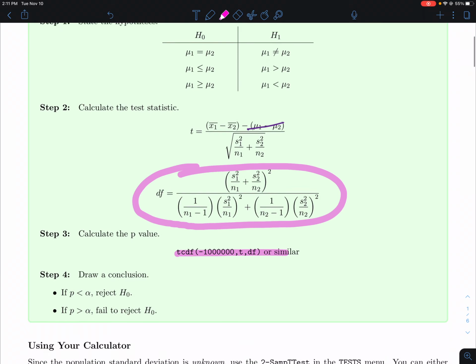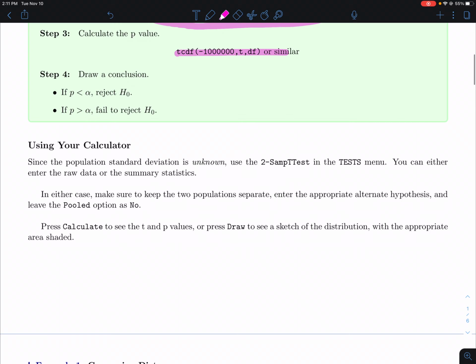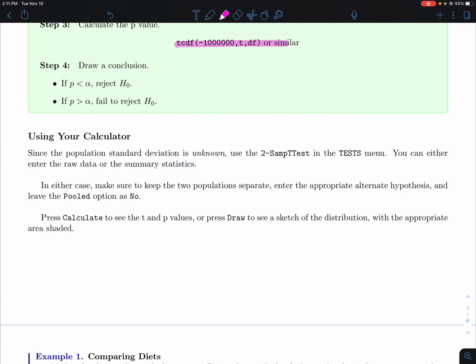So let's talk about the calculator real quick. Just like when we did a t-test for one variable, if we're using two variables, we're going to use the two-sample t-test in this case. You'll find it under the test menu just like before. Now it will give you an option about pooling the data or not pooling the data. In statistics, pooling the data means whether you're going to combine the data into one big group or leave the data as two separate groups.